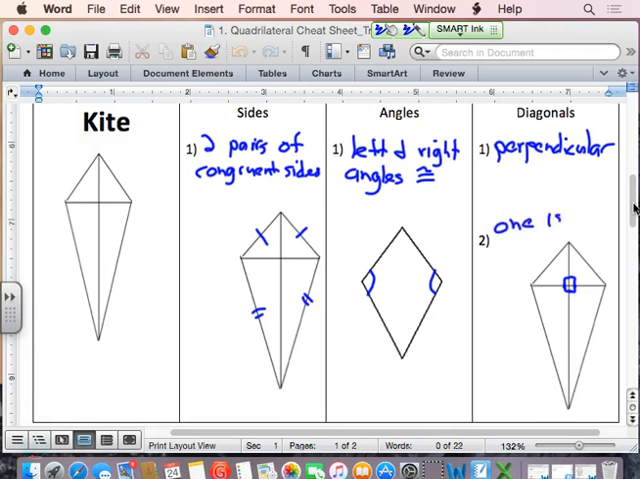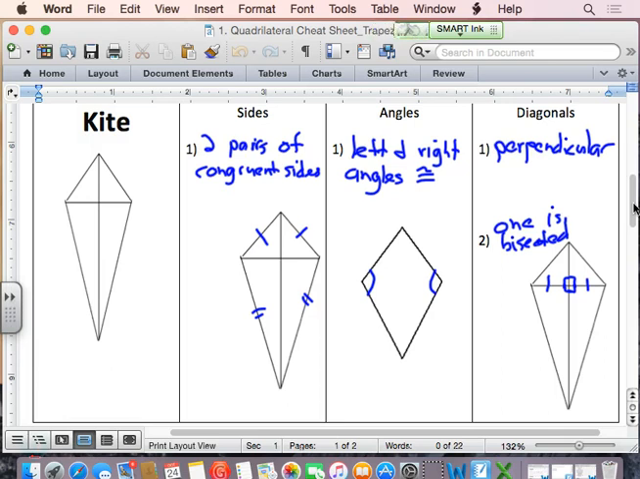One is bisected. So we know that one of the diagonals is getting bisected, not both of them. It's pretty obvious to see right here which one. This longer one is obviously not being bisected. The shorter one is in this situation. It doesn't have to be the short one, but in this situation, that's the one being bisected. All right, so that's all we know about kites.